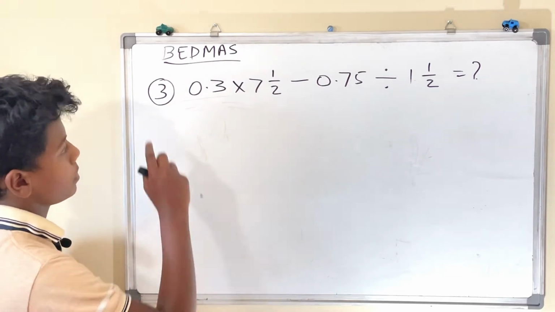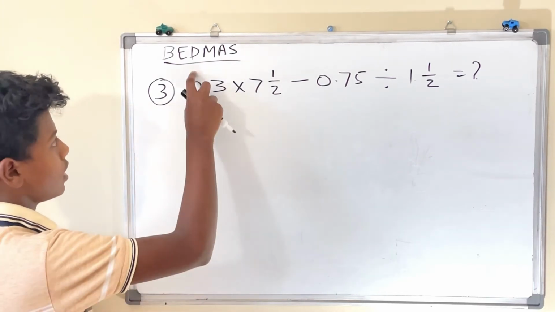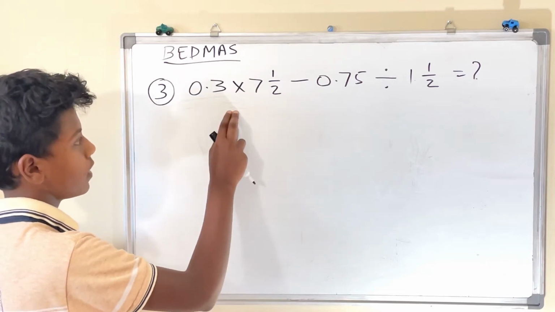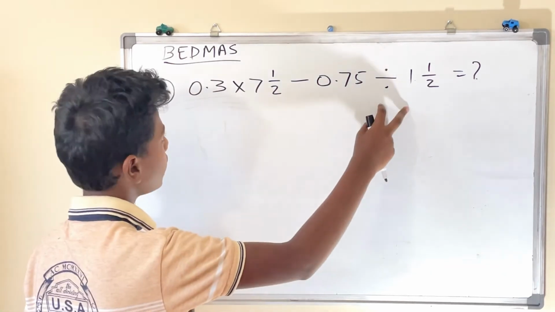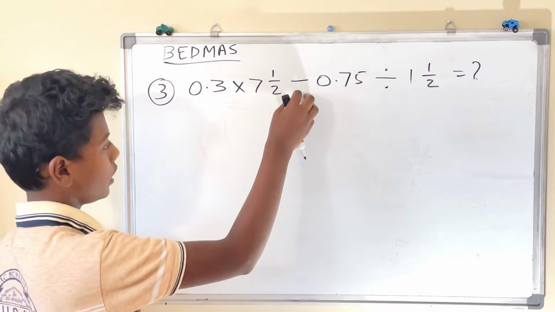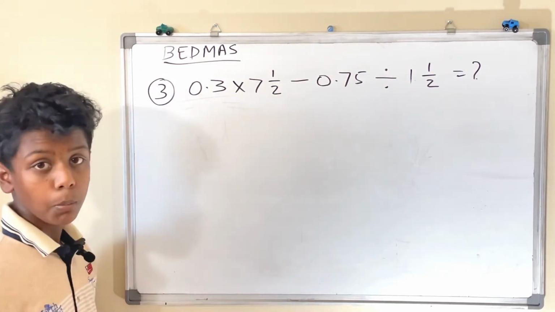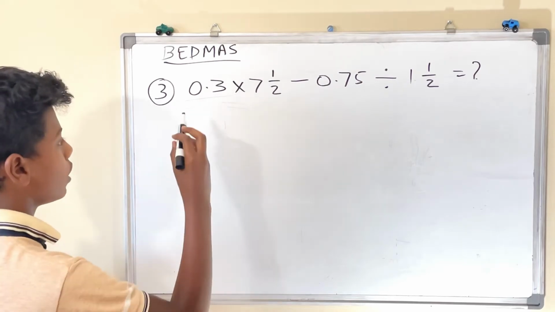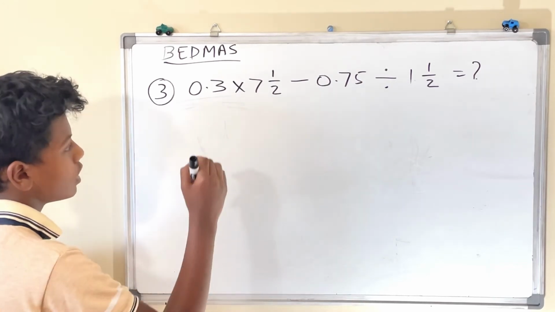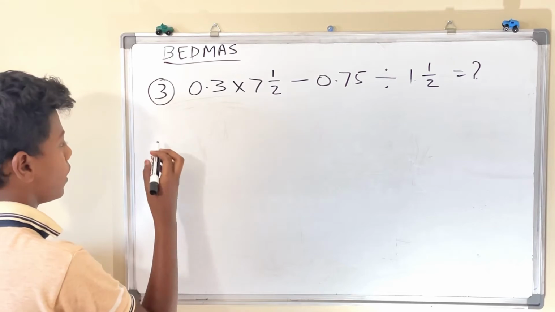So again, we're going to use BEDMAS. So division or multiplication, we have multiplication first. So we do that, and then we'll divide it. And then addition or subtraction, we only have subtraction. So after we do multiplication and division, we're going to do our subtraction. But before that, first of all, let's convert our decimals into fractions and our mixed numbers also as fractions.